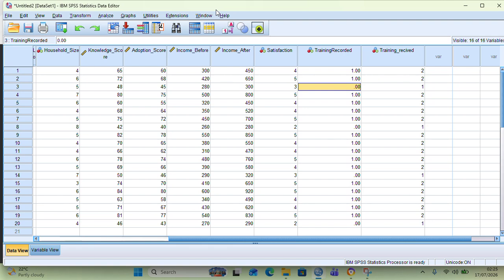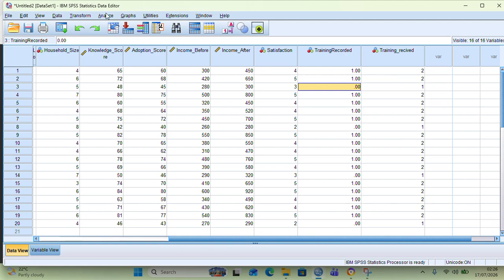So, for example, we have data where some people received training and others did not receive. Also, we have gender in this data, and then we have income. We want to know whether the average mean of the income after an intervention differs between farmers who received training and those who did not. So let's go.